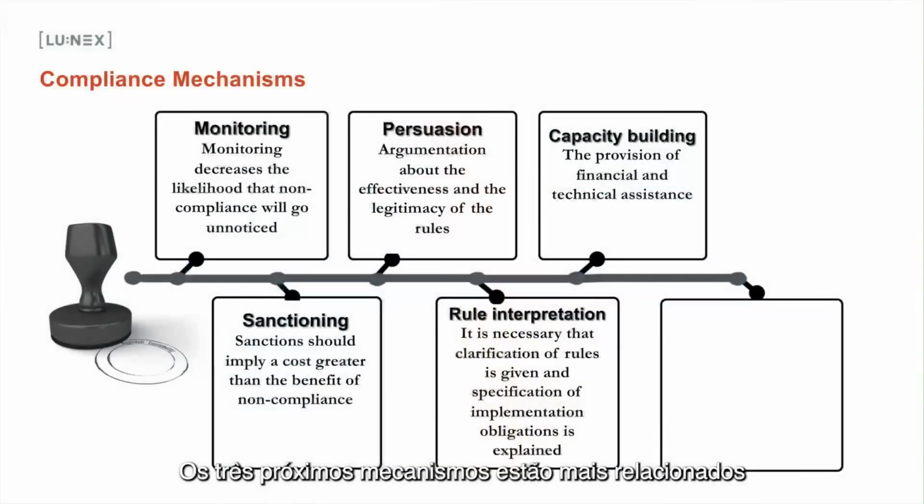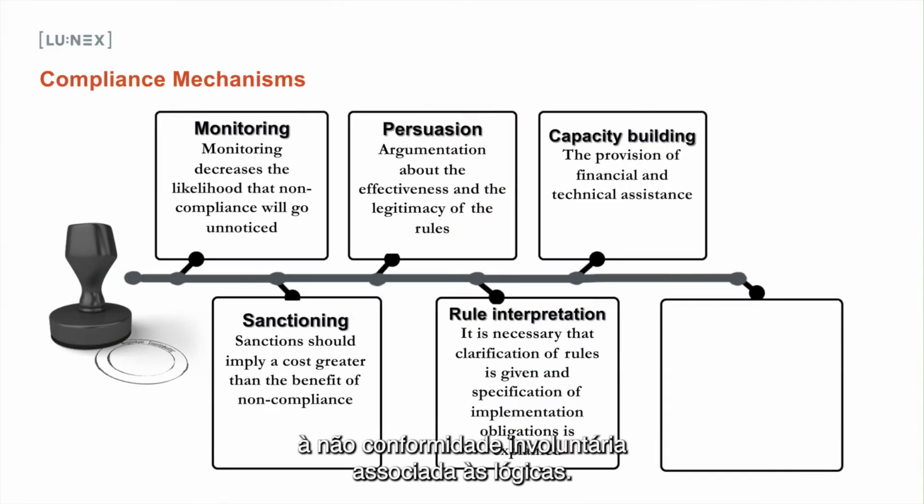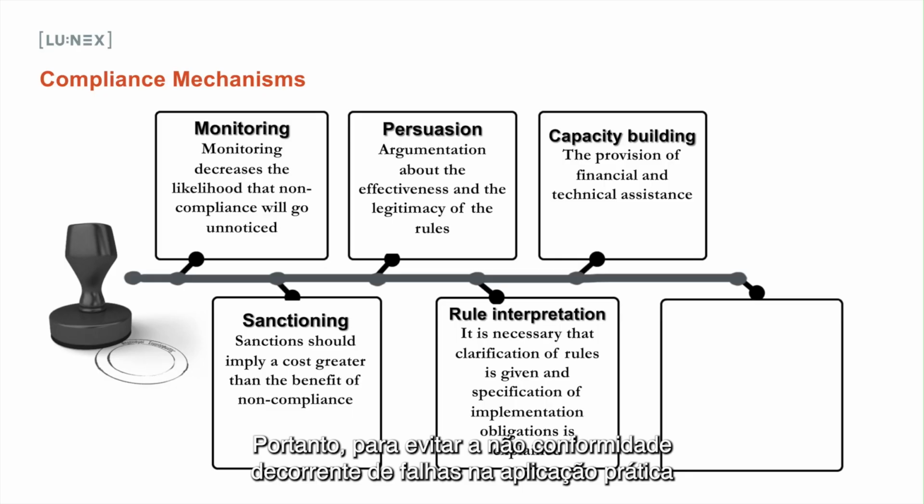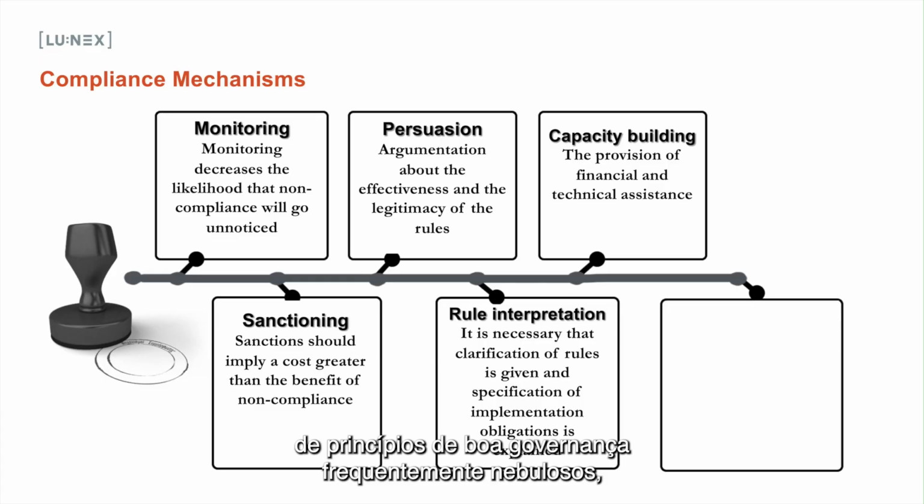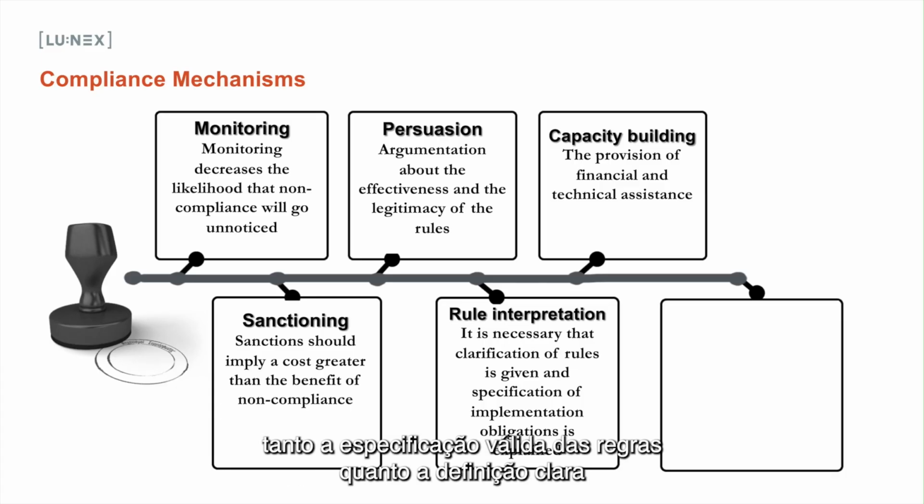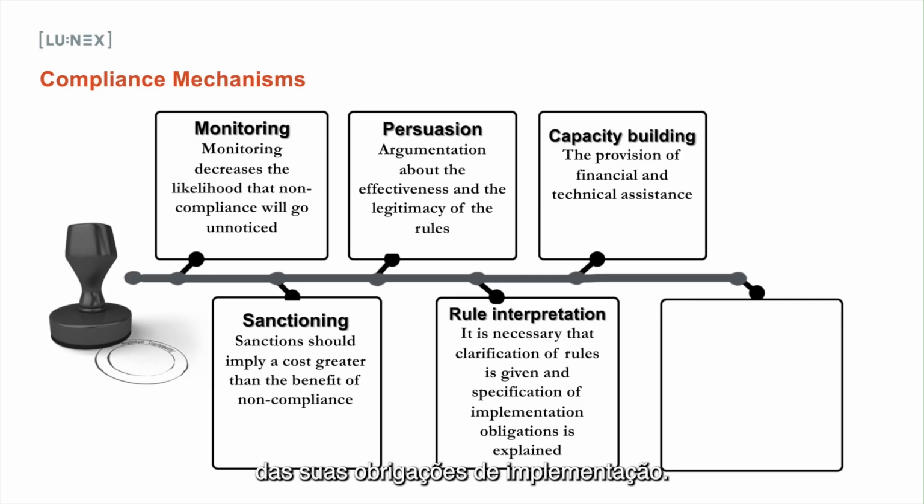The next 3 mechanisms are more related to involuntary non-compliance related logics. In other words, they refer to cases where there is the willingness but not the ability to comply. Therefore, to avoid non-compliance resulting from failures in the practical application of often nebulous principles of good governance, the compliance system must provide for both the valid specification of the rules and the clear definition of their implementation obligations. A validation body need not formalize such a mechanism, but may be informal and non-binding.